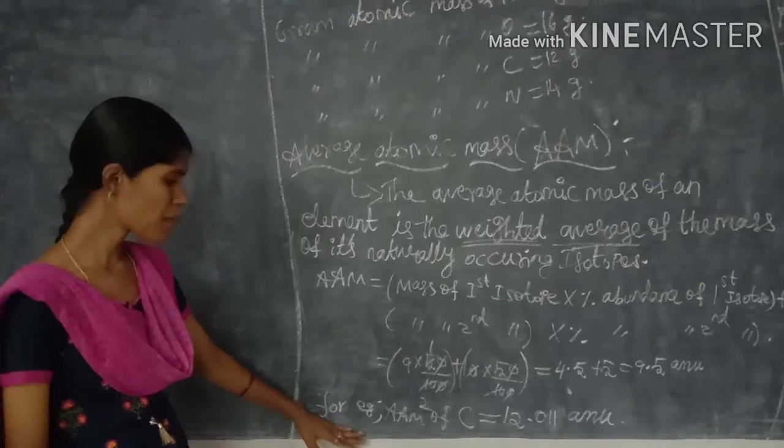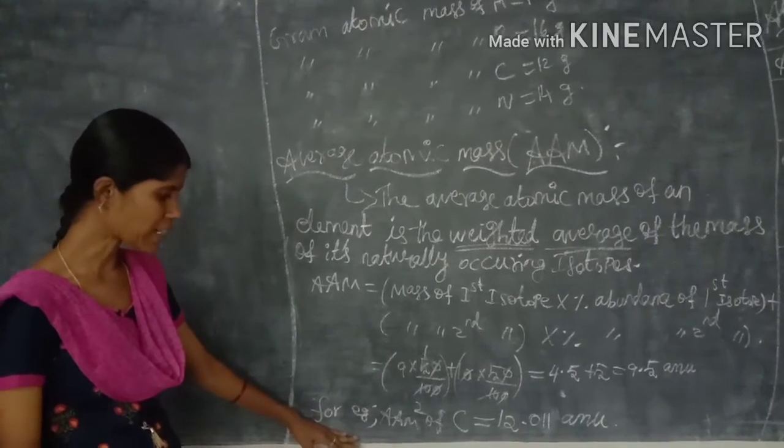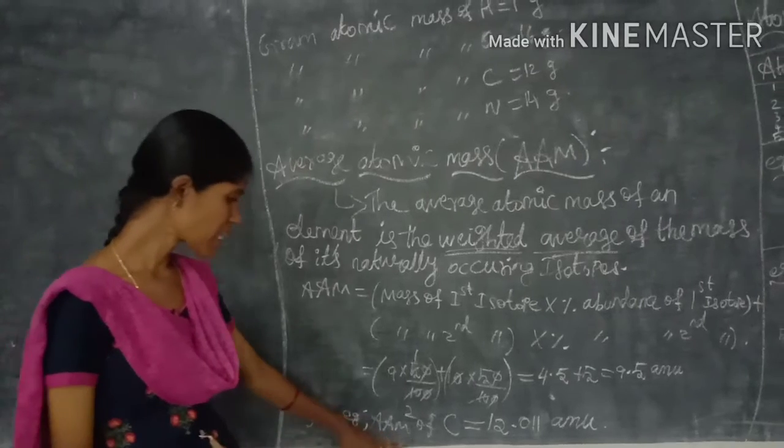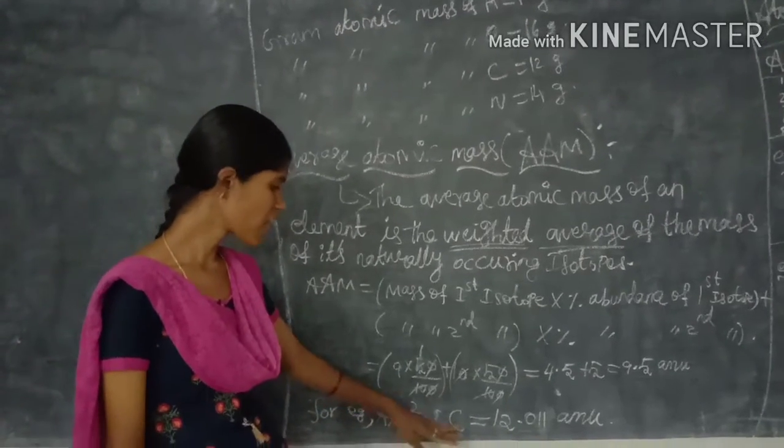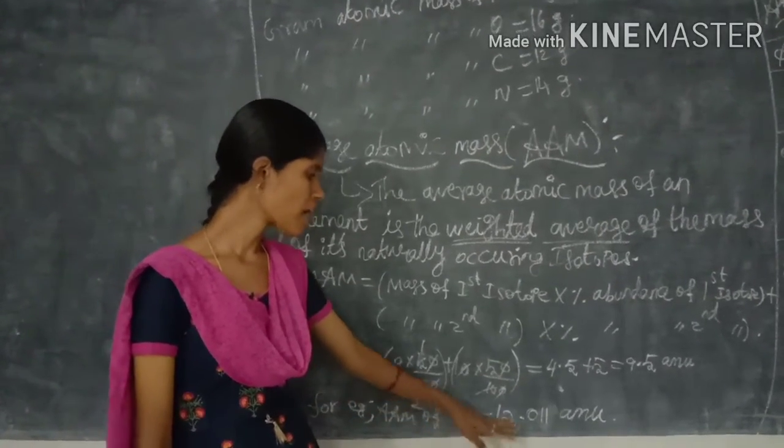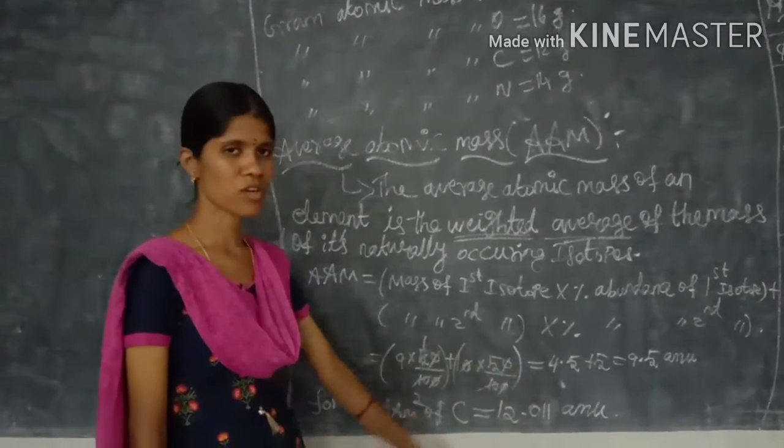For example, consider the carbon-12 atom: the average atomic mass of the carbon atom is 12.011 atomic mass units.